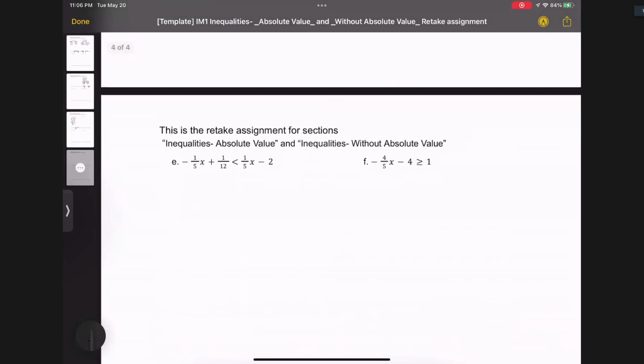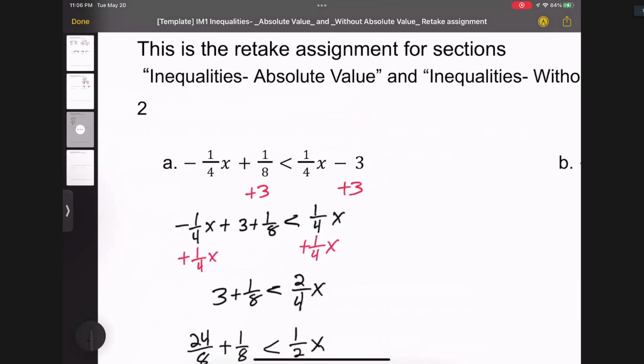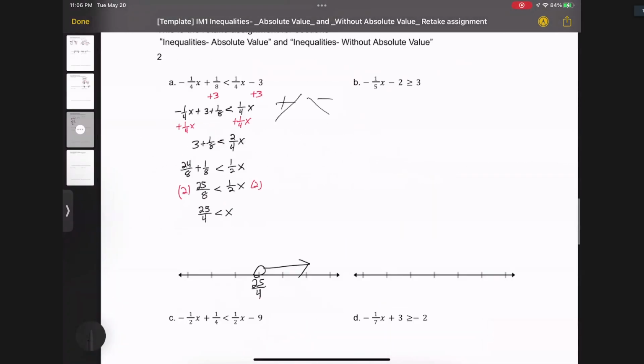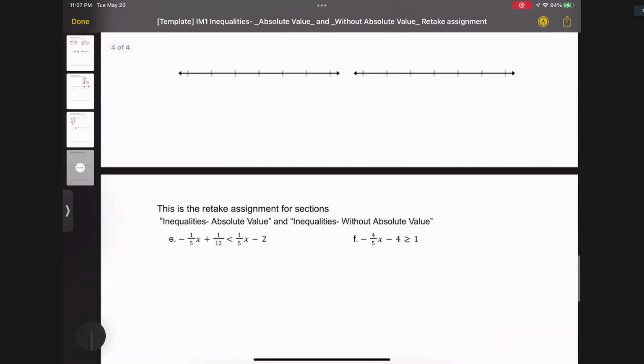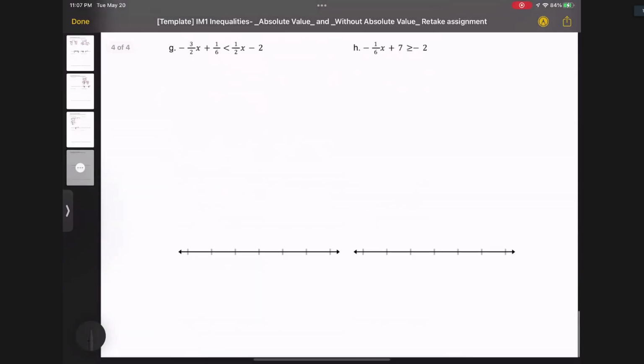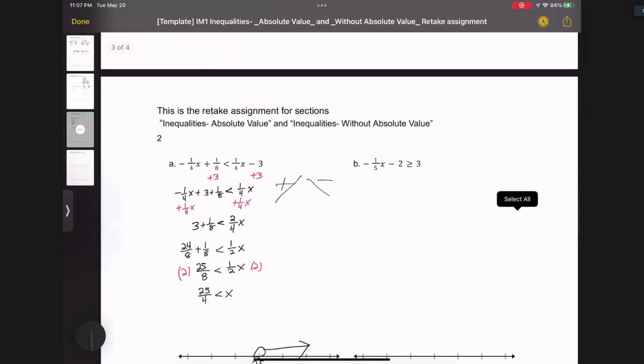Hopefully, you understand that whenever you deal without absolute values, you do not split up whatsoever. There's no splitting of positive or negative. There's nothing of that sort for anything that you see on page 3 and page 4, which is going to be problems A through H. So problems 2A through H will not have absolute values. You do not split up whatsoever.